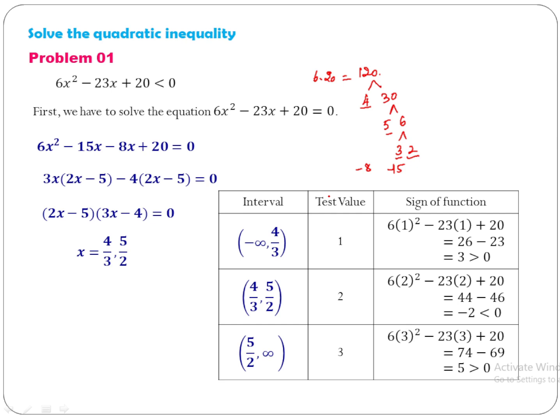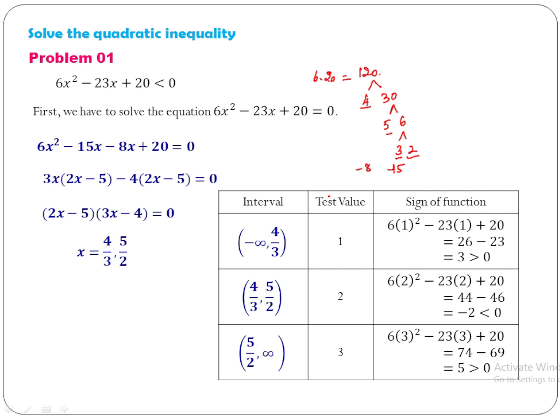Then we check between 4 by 3 and 5 by 2. The test value can be taken as 2, because 4 by 3 is 1.33 something and 5 by 2 is 2.5, so in between the integer is 2. At the test value, the function value is negative, so it satisfies the given inequality. And also for 5 by 2 to infinity, the test value is 3, and that is positive. So the solution is the middle interval.